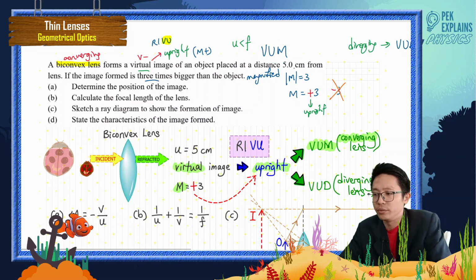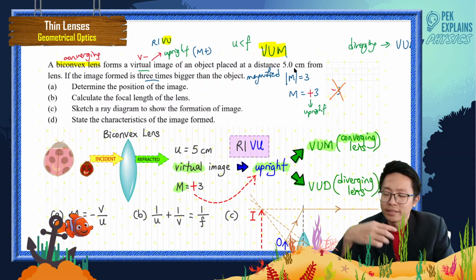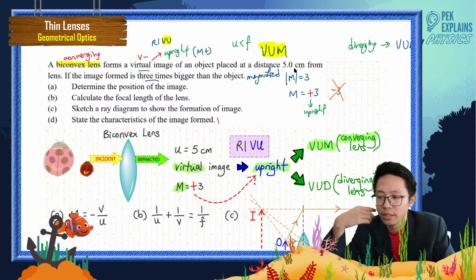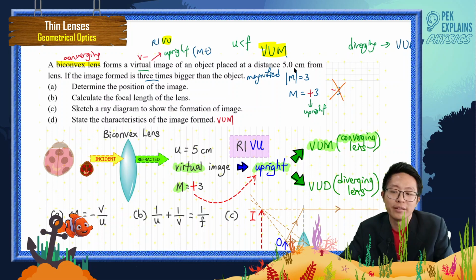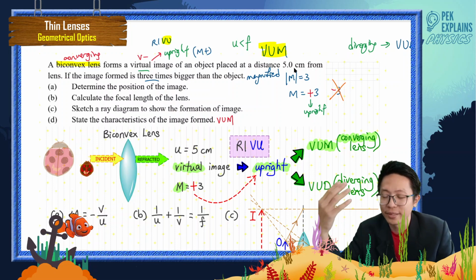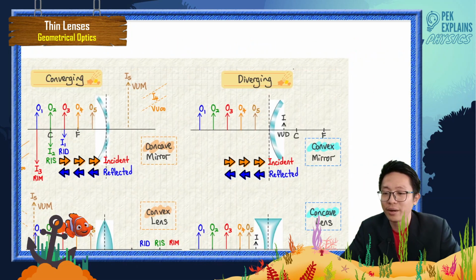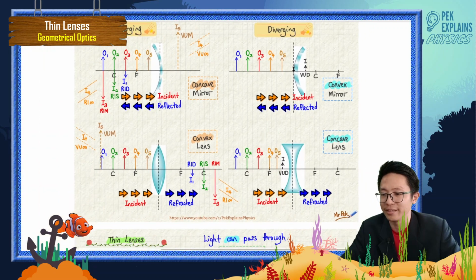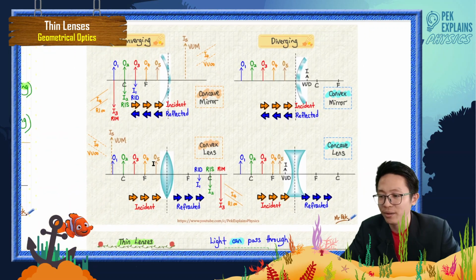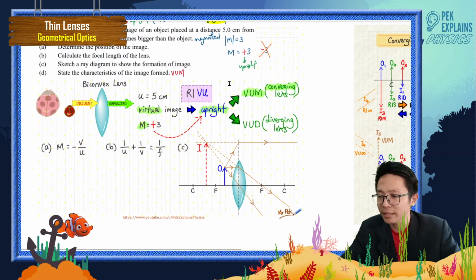Yeah, let me show you. So I know it is a virtual upright magnified image. That means the last question I already got the answer. State the characteristics of the image formed: it must be virtual, upright, magnified. I know already, because I have all the acronyms already. Why do I know the acronyms? Because I already know this one. So for me it's easy. Yeah, let me show you.